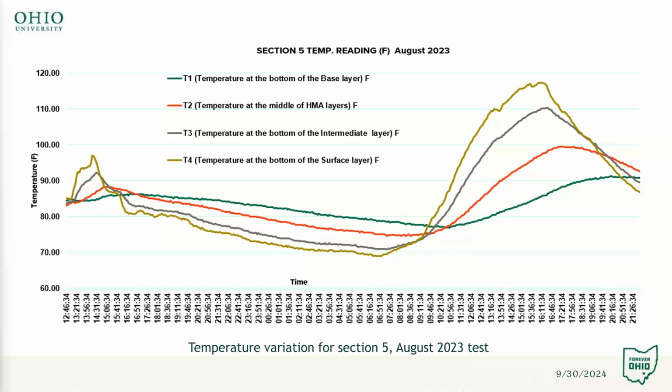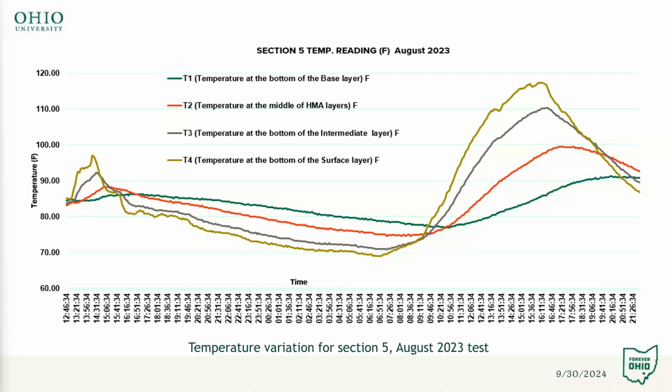Even as open as it is and as hot as testing was in August of 2023, where the top of the surface layer reached above 110 degrees Fahrenheit, almost 120 degrees Fahrenheit, you can see that the base layer temperature never rose above 90. And there was a lag between the temperature of the surface versus the temperature of the base. And base temperature didn't reach 90 till almost 8 o'clock at night.